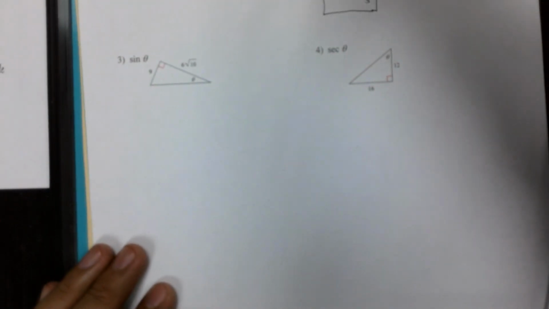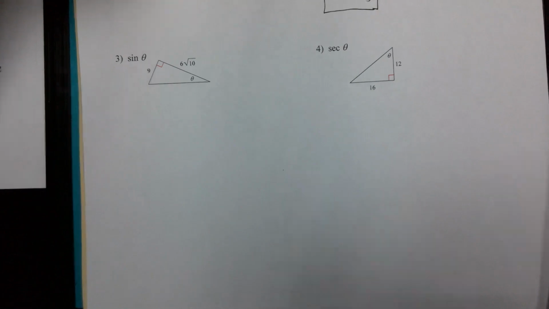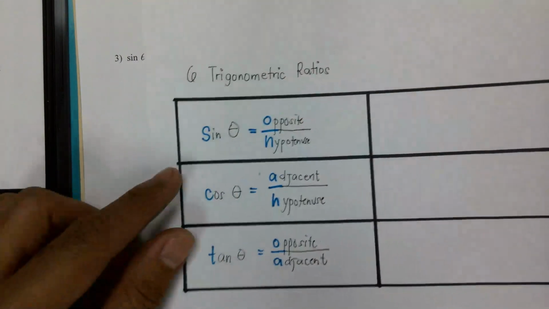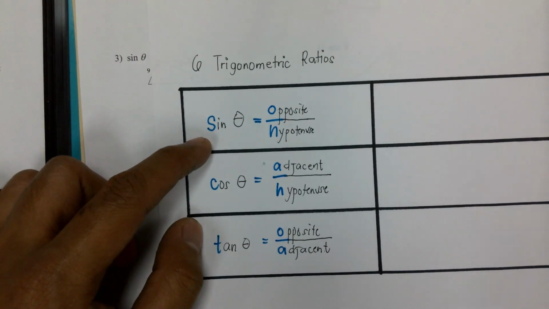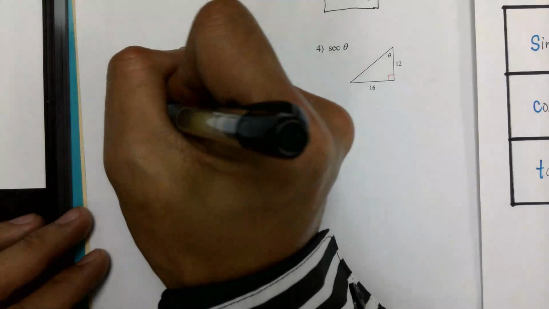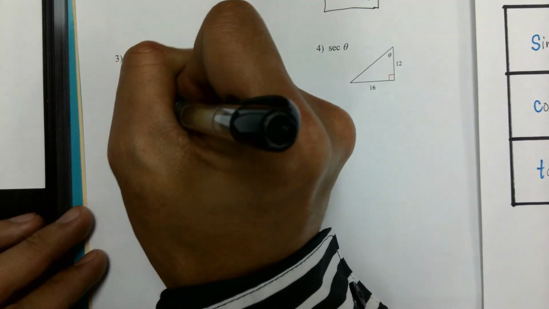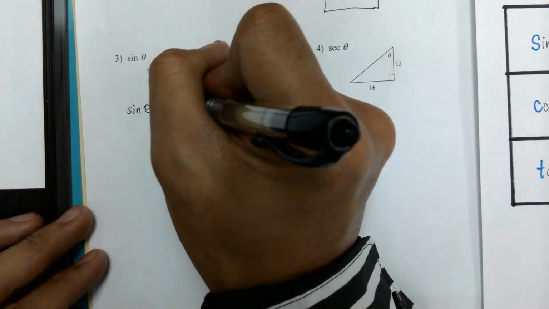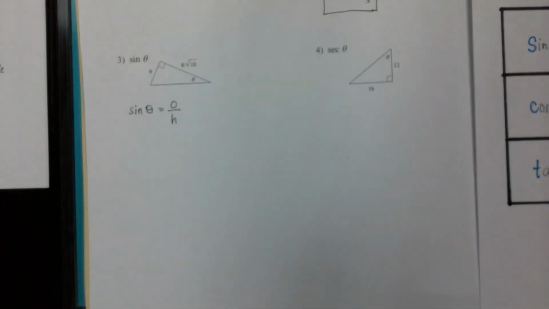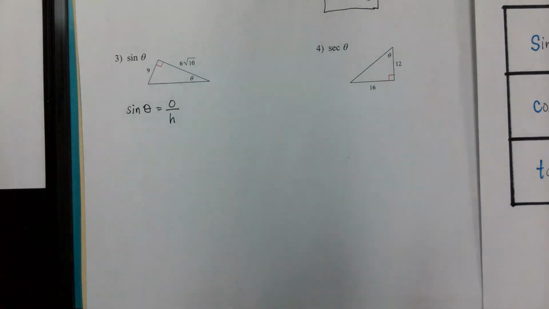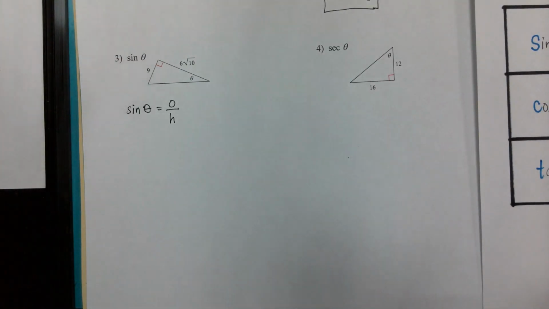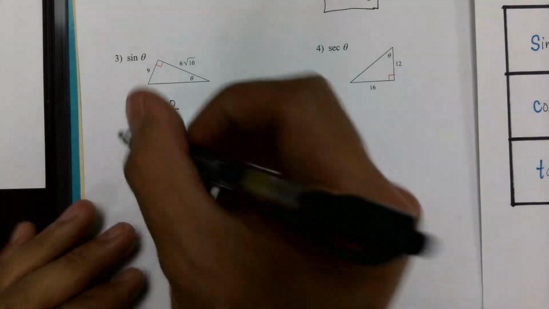Item number 3. Going back, we say that sine theta is opposite over hypotenuse. So we can write sine theta equals opposite over hypotenuse. Now let's say this time we don't label them, assuming we have mastered finding opposite, hypotenuse, and adjacent.